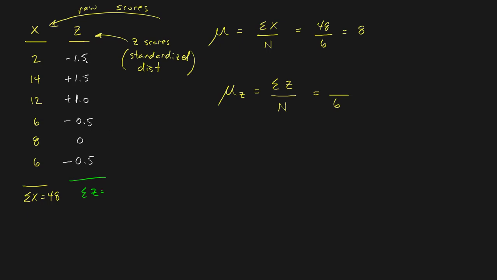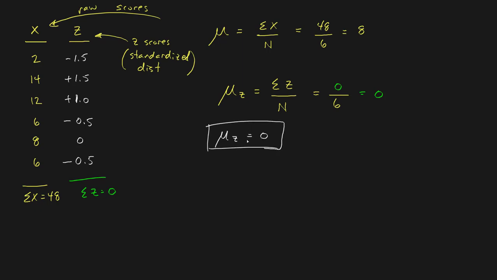So let's do that. Negative 1.5 plus positive 1.5, that gives me 0. Add 1, now I'm up to 1. Take away 0.5, so now I'm down to positive 0.5. 0 doesn't change anything. Take away another positive 0.5, and I end up being at 0. So I've got my sum of z equals 0. 0 divided by anything gives me 0. And so I can say that my average, or the mean of my z-scores, equals 0.